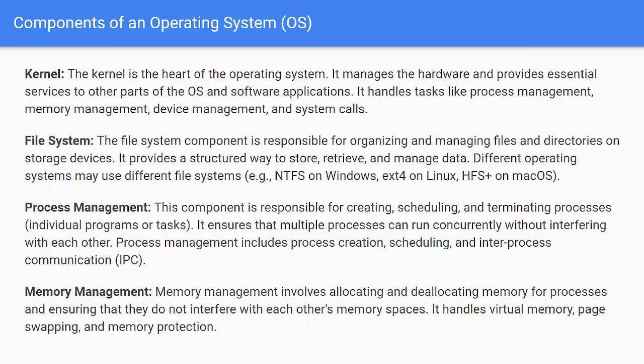Then we have memory management. Memory management involves allocating and deallocating memory for processes and ensuring that they do not interfere with each other's memory spaces. So basically, every application that you run on your device requires some sort of memory to work, right? So you need to allocate memory for each process. Maybe when you start your Word document, a particular amount of memory is allocated for that Word document, so that whatever you are writing, whatever you are doing, is being stored in memory.